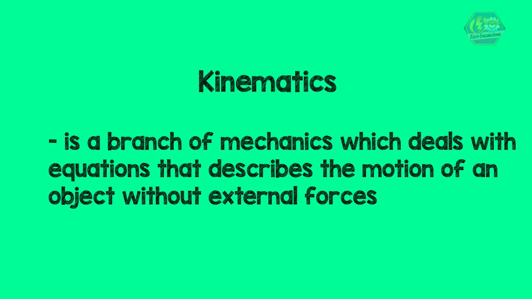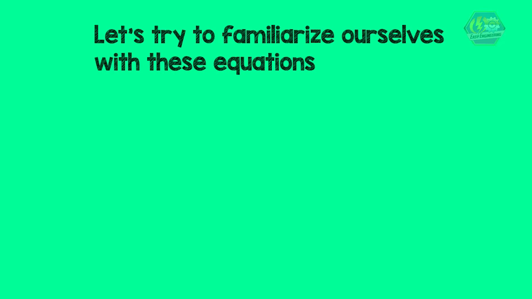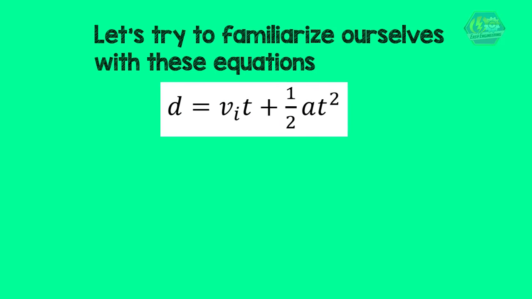Kinematics is a branch of mechanics which deals with equations that describe the motion of an object without external forces. Now we need to familiarize ourselves with these equations. In the first equation, the distance d is equal to the initial velocity v sub i multiplied by time t plus 1/2 of acceleration a multiplied by the square of time t.